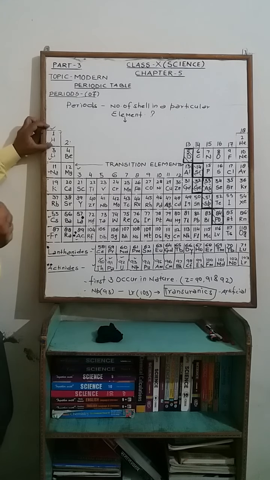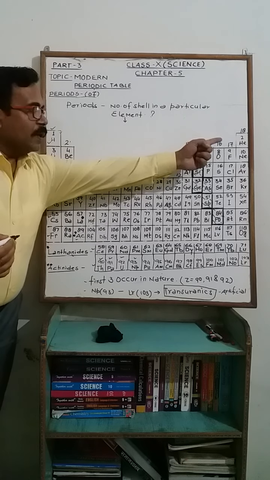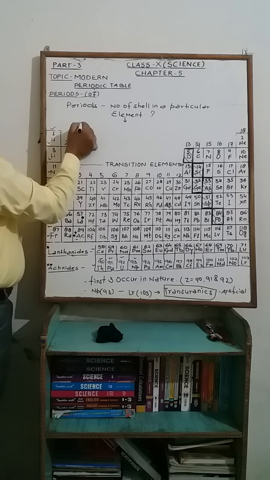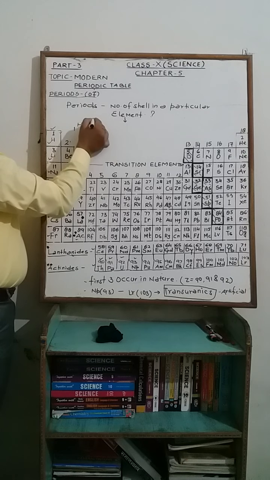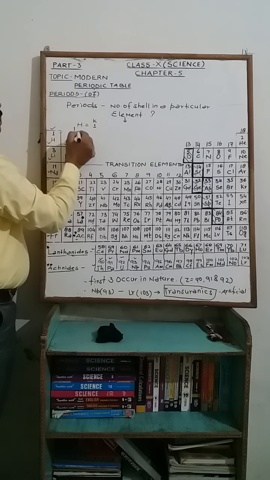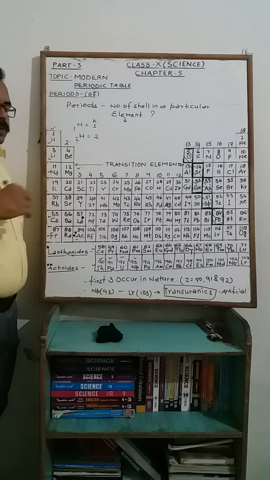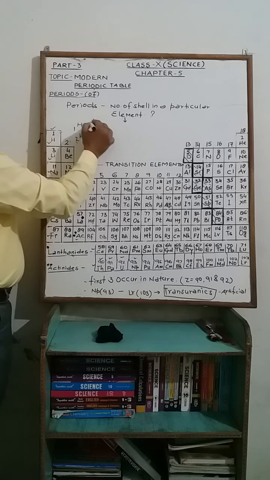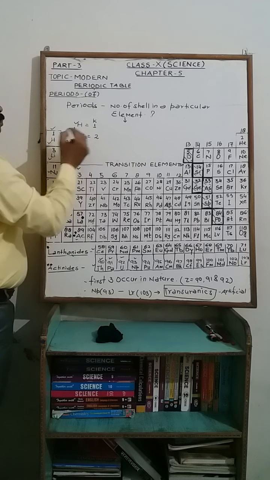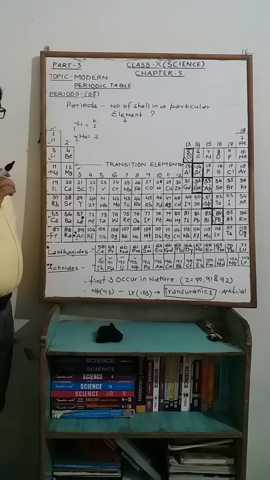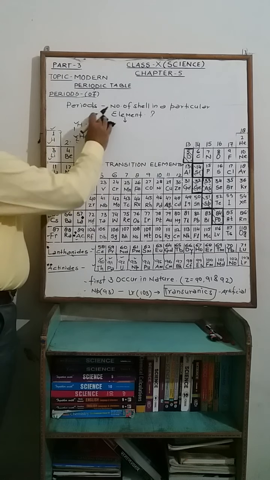Look, this is the element of first period, hydrogen and helium. So we do the electronic configuration. Hydrogen, that is only K shell, and helium K shell has maximum of 2 electrons, only 1 shell. So hydrogen and helium both has only 1 shell and also placed in first period. Clear?